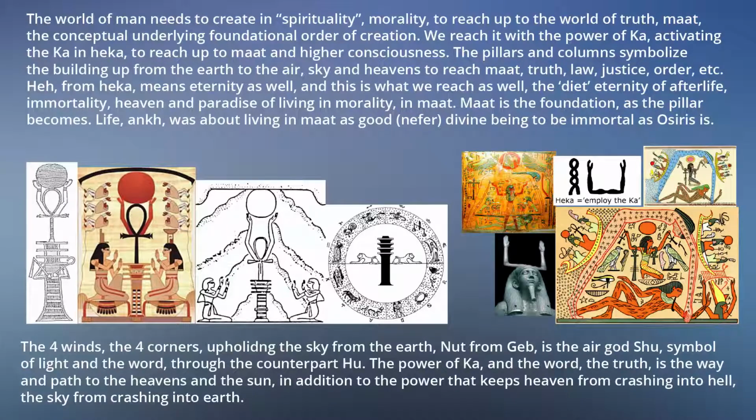There's the two lioness guards in many symbols and sculptures in Egypt. And this has to do with Horus of the Two Horizons.